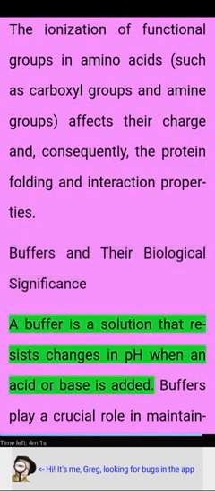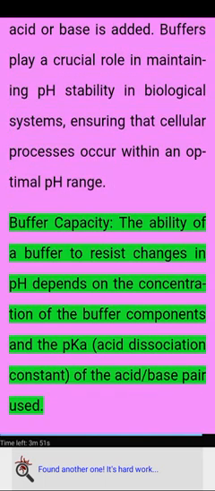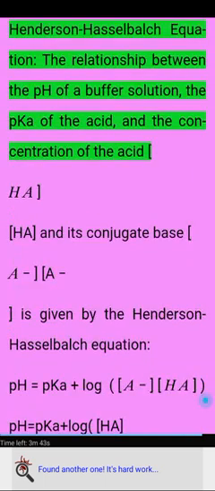Buffers and their biological significance. A buffer is a solution that resists changes in pH when an acid or base is added. Buffers play a crucial role in maintaining pH stability in biological systems, ensuring that cellular processes occur within an optimal pH range. Buffer capacity. The ability of a buffer to resist changes in pH depends on the concentration of the buffer components and the pKa, the acid dissociation constant, of the acid-base pair used.